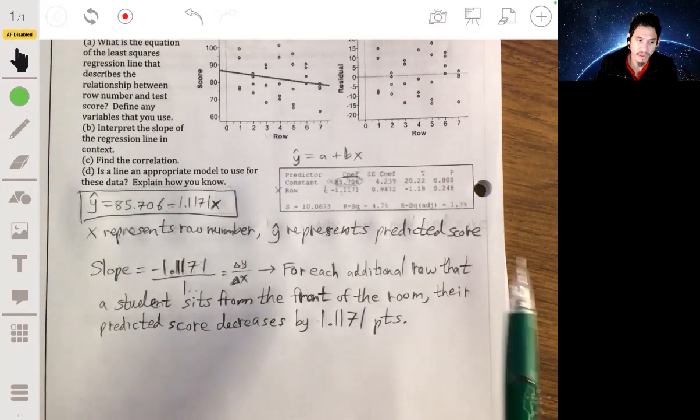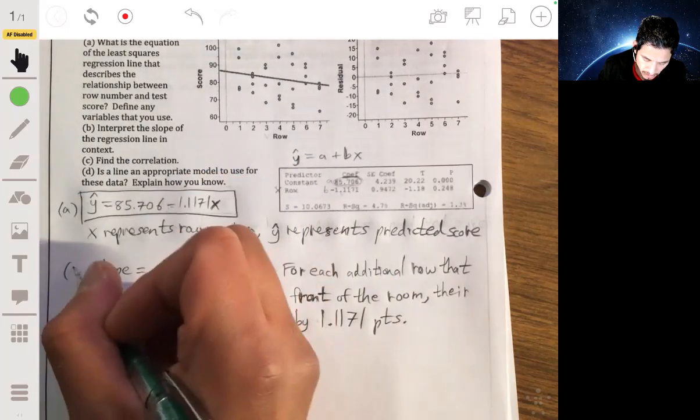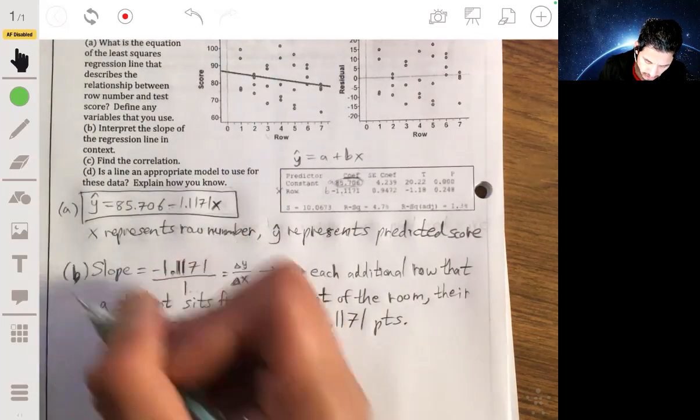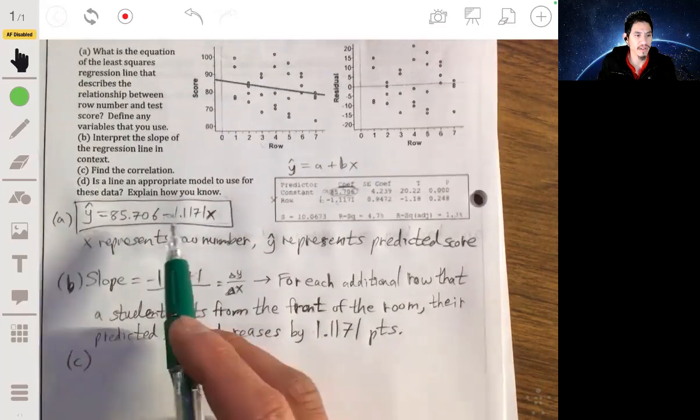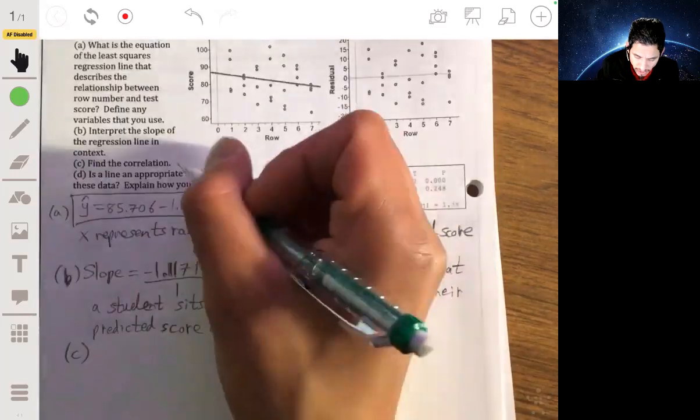Since I said it decreases, that takes care of the negative, because that's what the negative means. All right, part C, find the correlation. Let me write that. Part A, part B, part C. Now, part C, we have to find the correlation from this data. And remember, the correlation is the R value.